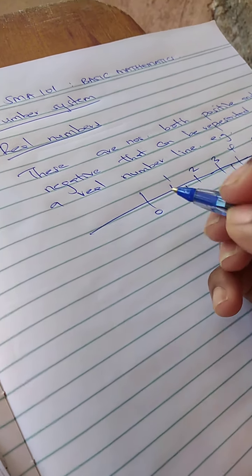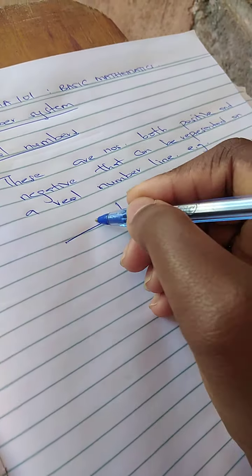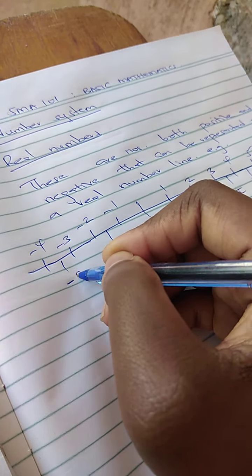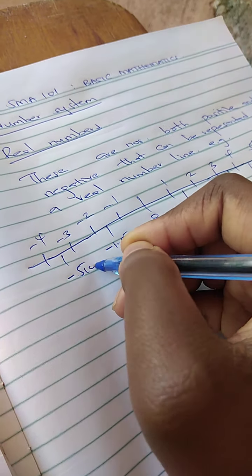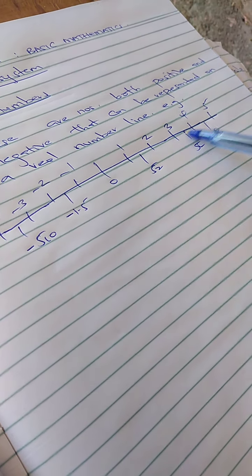We have root 2, we have pi, we have 14/3, we have -1, -2, -3, -4, here we have -1.5, we also have -√10. So real numbers are those numbers that include all the numbers: the natural numbers, the whole numbers, the irrational numbers, the rational numbers, except the complex numbers.